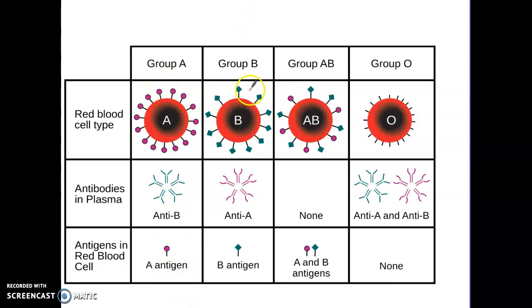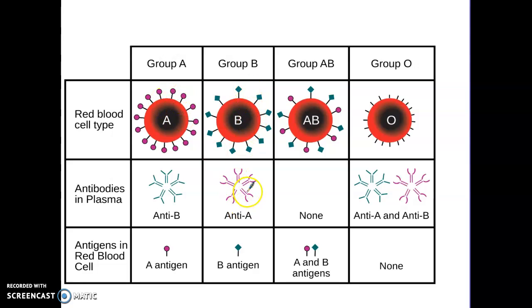Group B is the opposite. They have antigens on the cells. That's their own cell surface marker that are diamond shaped, but then the antibodies attack the shape that is on the group A.